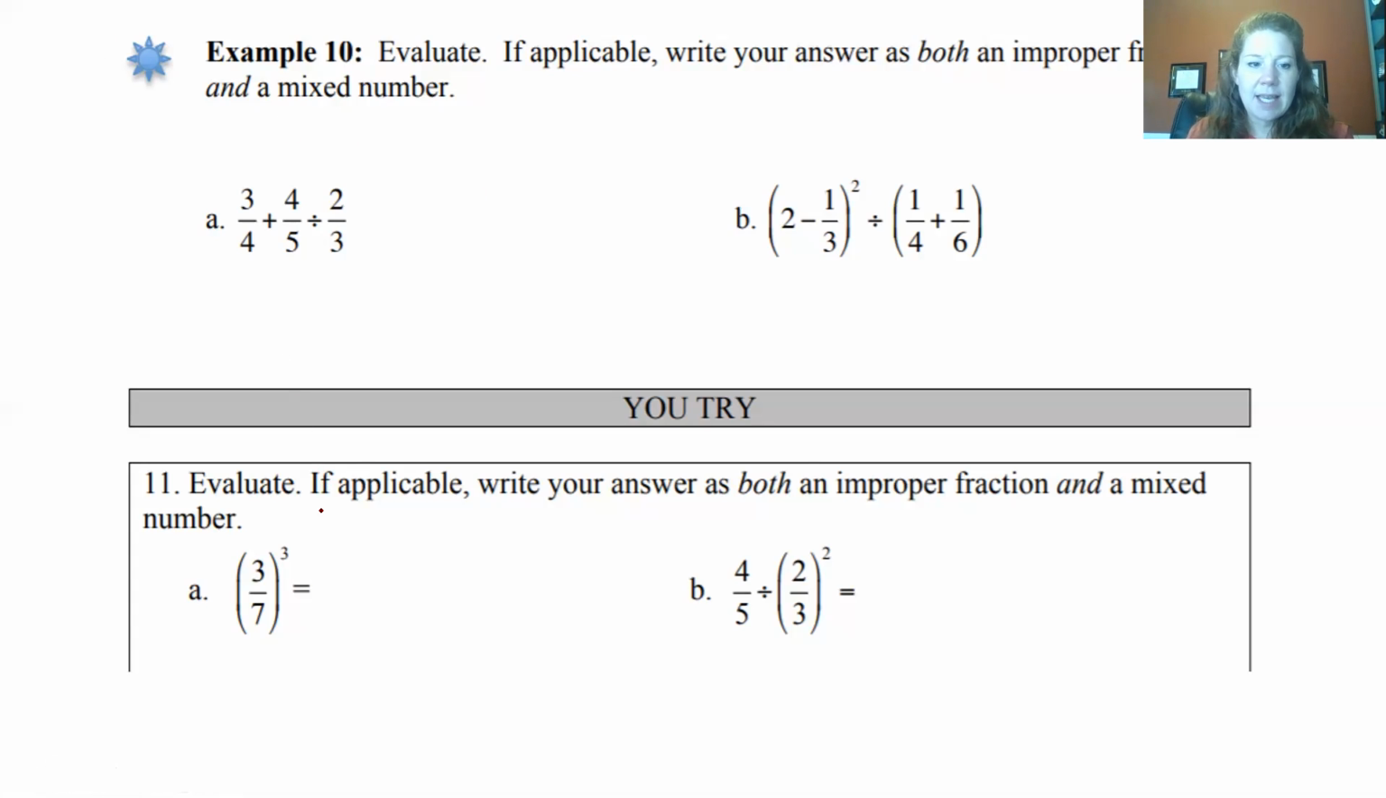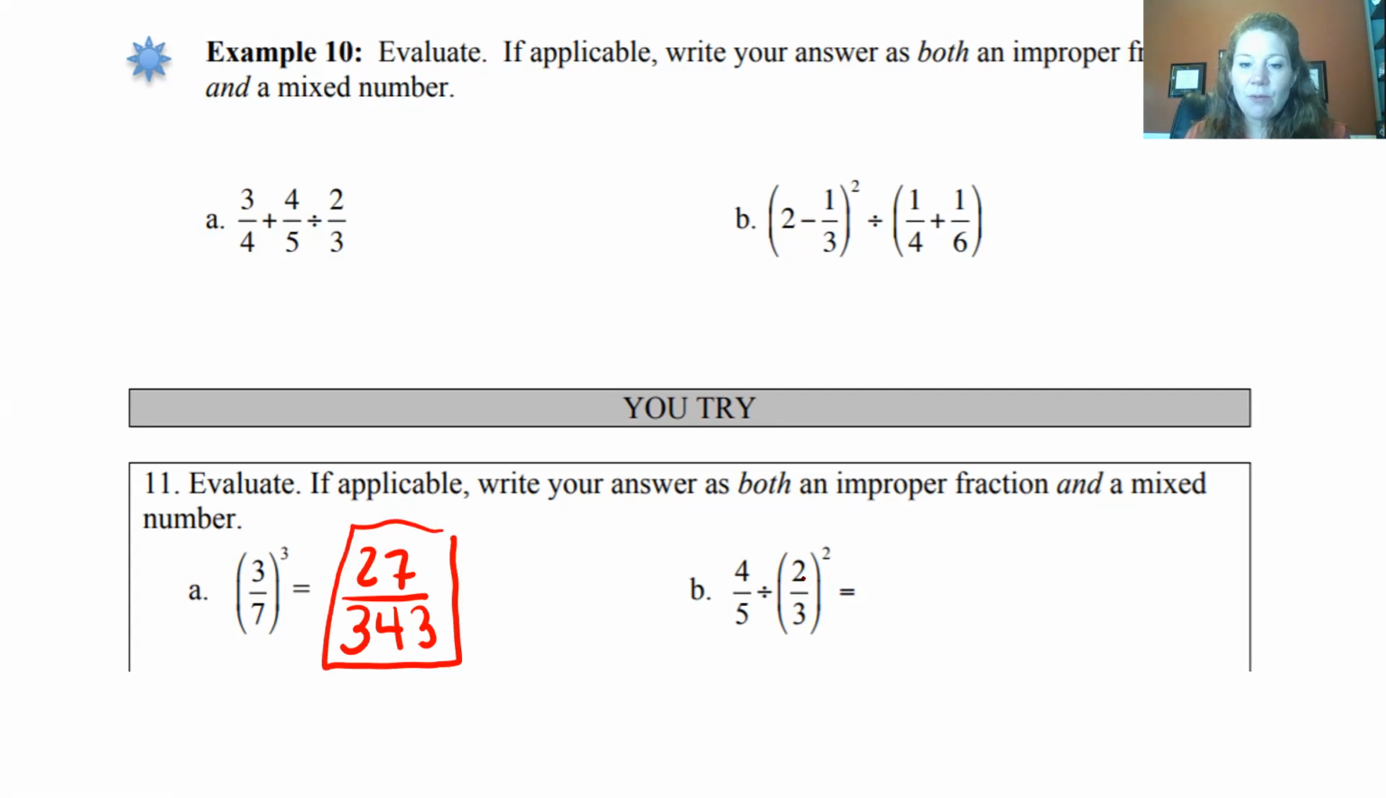For 11A, we have 3 times 3 times 3, which is 27. And then 7 to the third power. Let me figure out what 7 times 7 times 7 is: 343. And then real quick, I know 27 is divisible by 3, so I'm going to count up these digits. So 3 plus 4 is 7, plus 3 is 10. So I know that the denominator is not divisible by 3 or 9. So it looks like we are finished.